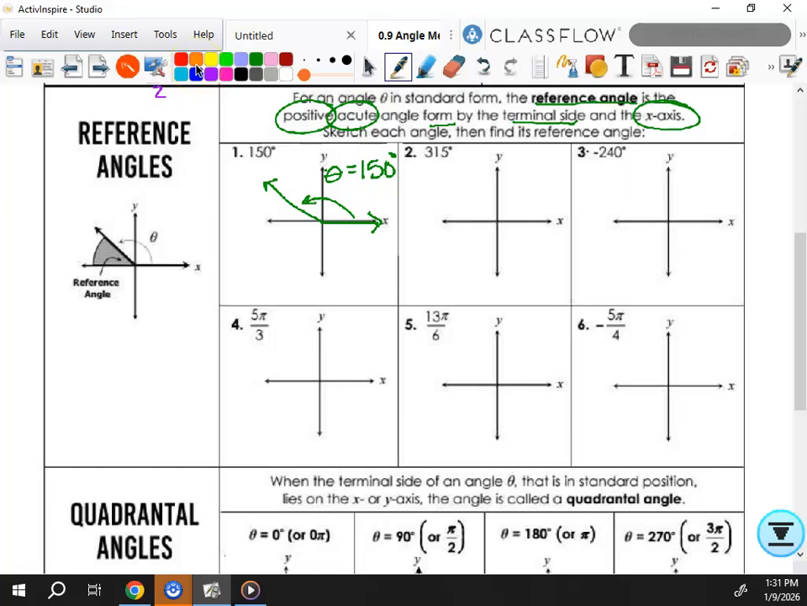Okay. Now over here, that's what I have here. This is theta. We rotated it. It almost looks like it's maybe the same, but it's not. There's my theta there. The reference angle is positive acute and made with the terminal side and the x-axis. It is the shortest way back to the x-axis. Our generic term for any angle is theta. Our basic term for any reference angle is alpha.